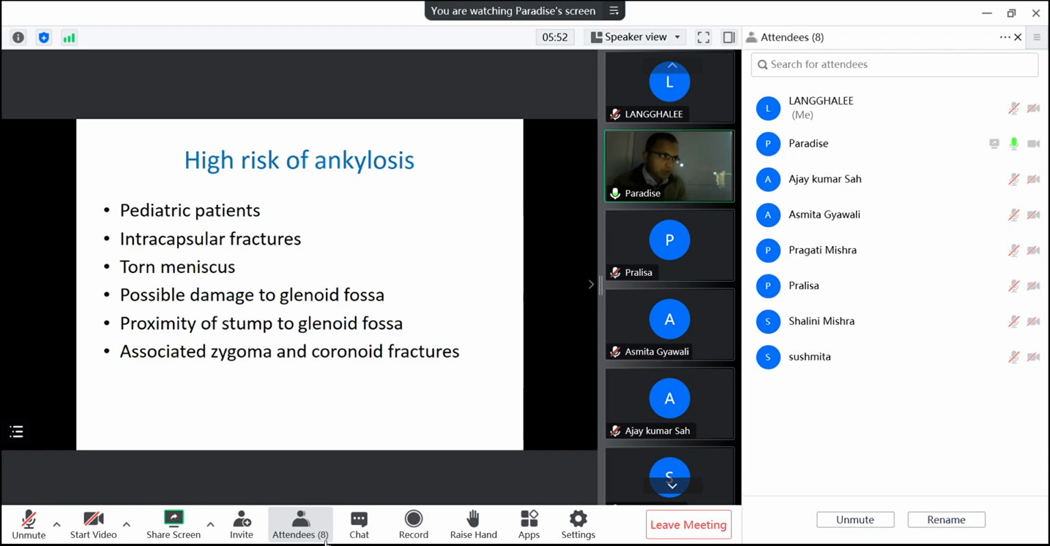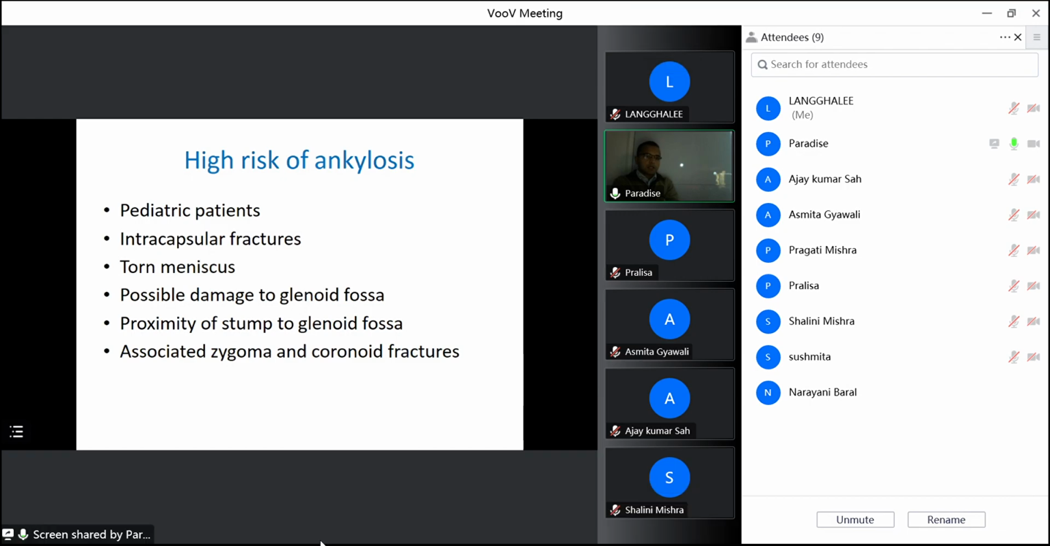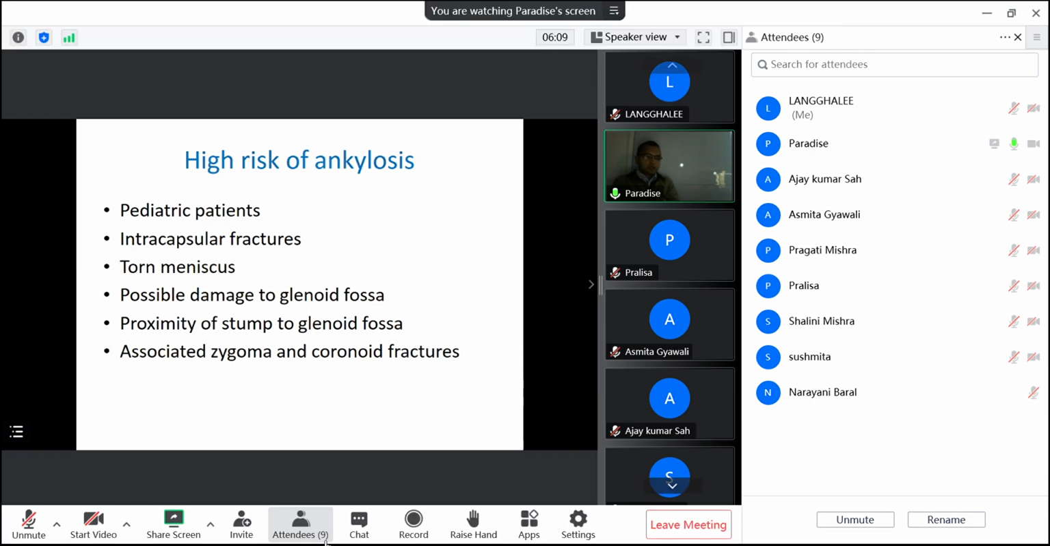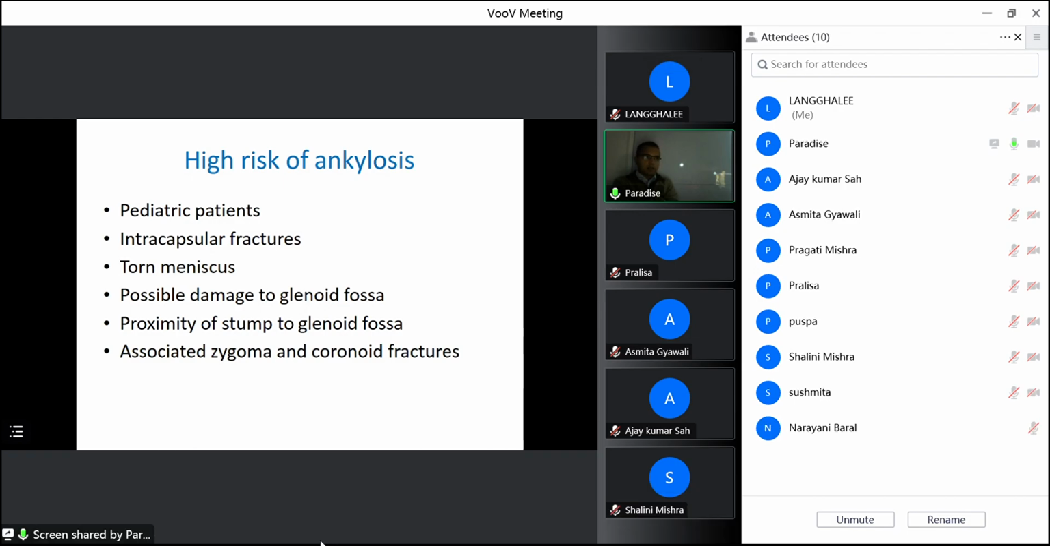So for TMJ ankylosis to happen, the patient's age should be less than, most commonly, 5 years. Then intracapsular fracture, it has to be a condylar head fracture. The articular disc has to be torn. Then possible damage to the glenoid fossa, and the ramal stump should be in contact with the temporal bone. It is not like whenever there is a condylar fracture, it will go into TMJ ankylosis. The fracture part has to be in contact with the temporal bone. As we know, in the temporomandibular joint, the articular disc divides the joint into 2 compartments: superior compartment and inferior compartment. The articular disc has to be torn. Then the ramal stump has to be in contact with the temporal bone.